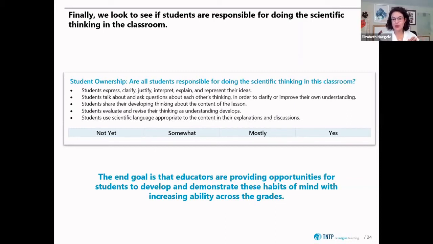What that looks like in practice is that students are expressing their ideas, they ask questions about each other's thinking, they share their thinking as it currently is, and then they revise and refine that thinking when additional knowledge causes them to reflect on their prior understanding. And then they also, lastly, use scientific language as appropriate for the content in their written explanations and discussions.